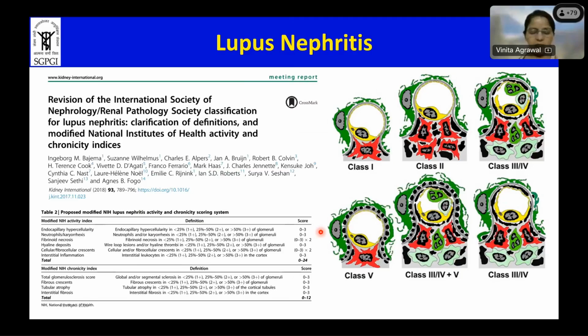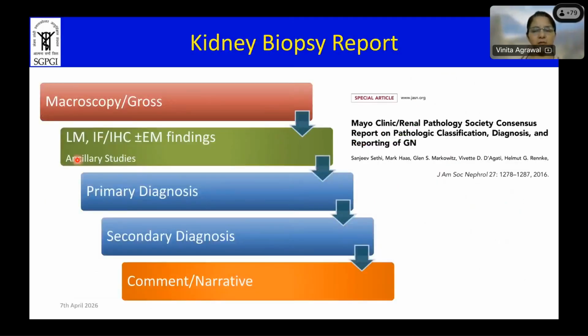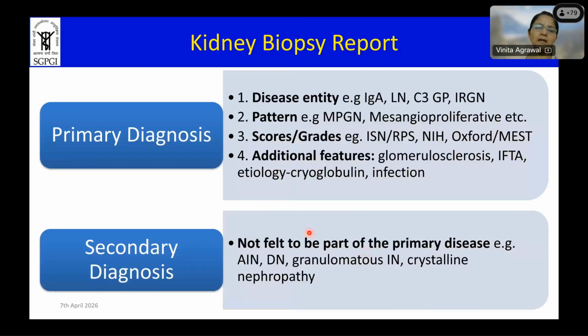This is just in 2 minutes. I'll tell you that whenever you have a kidney biopsy report, you always mention the gross, LM, IF, and if you have EM findings. What is your primary diagnosis? What is your secondary and the comment? I'll show you an example. So for example, the disease entity will be IgA. Pattern, whether it is presenting as MPGN, mesangial-proliferative. For example, C3 glomerulopathy can be an MPGN pattern. It can also be a mesangial-proliferative pattern. And then you give the scores or the grades. For example, for lupus, you will give the NIH score. You will have the Oxford or the MEST scoring for IgA.